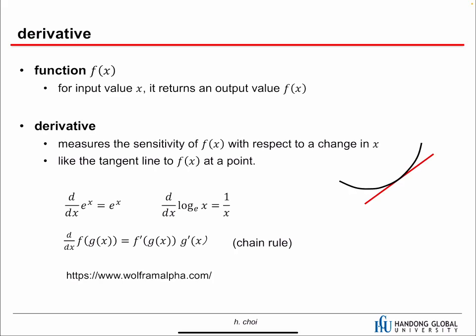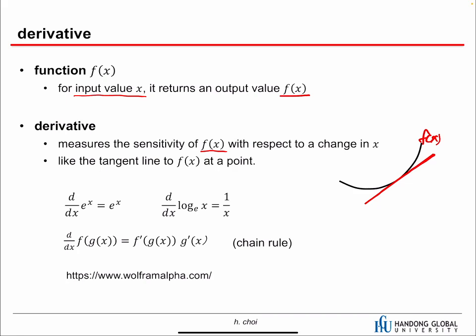Okay, so first thing is the derivative, and before the derivative we have to talk about the function f. Given input value x, the function f returns an output value f of x. This is a function. I think you are already familiar with this. And the derivative measures the sensitivity of f of x with respect to a change in x. When x is just a scalar and the function looks like this, the derivative gives us the slope of this tangent line.